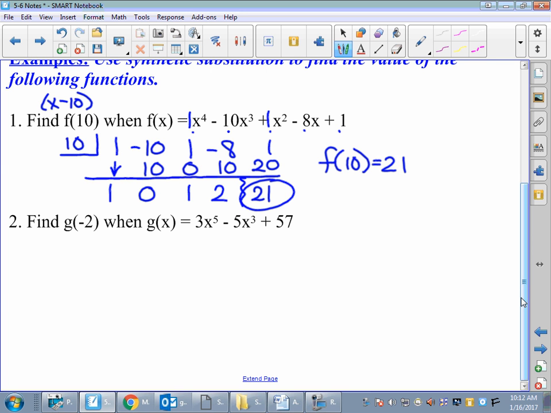So instead of plugging in 10 into that whole function, taking it to the 4th power, taking it to the 3rd power, and multiplying it by negative 10, adding it to 10 squared, subtracting 8 times 10, and adding 1, we simply went through that little subtraction or the synthetic substitution and got the answer. So they both work. Both methods will work. But I do realize, I think it's longer to use the calculator and there's more room for error. So we were making those mistakes here and there. And so we just want to make sure that we don't have that happen over and over again. So let's try it again.